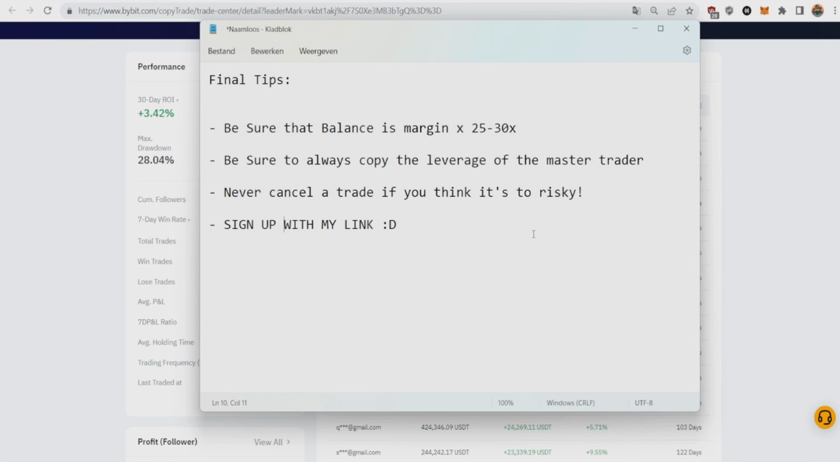Then never cancel a trade even though you think it's risky. You're seeing that's a minus 80% trade. I'm not canceling. I had minus 95 and it still went into profit, and these guys had such low margins as well, and they always win.